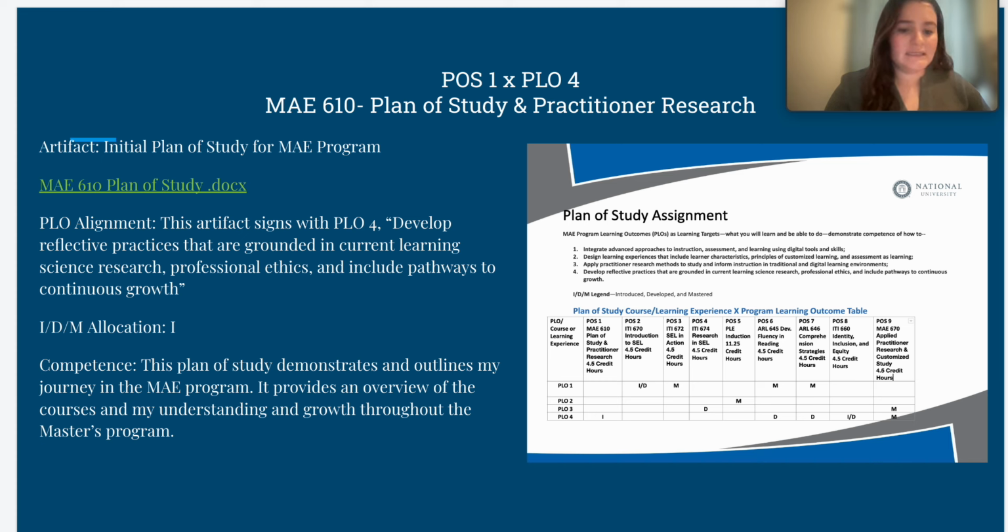This outline gives input on how much mastery I obtain from each of my courses throughout my program, along with the artifacts. For the PLO alignment, this artifact aligns with PLO 4, which is to develop reflective practices that are grounded in current learning science research, professional ethics, and include pathways to continuous growth. For the allocation, I gave an I for introduced.